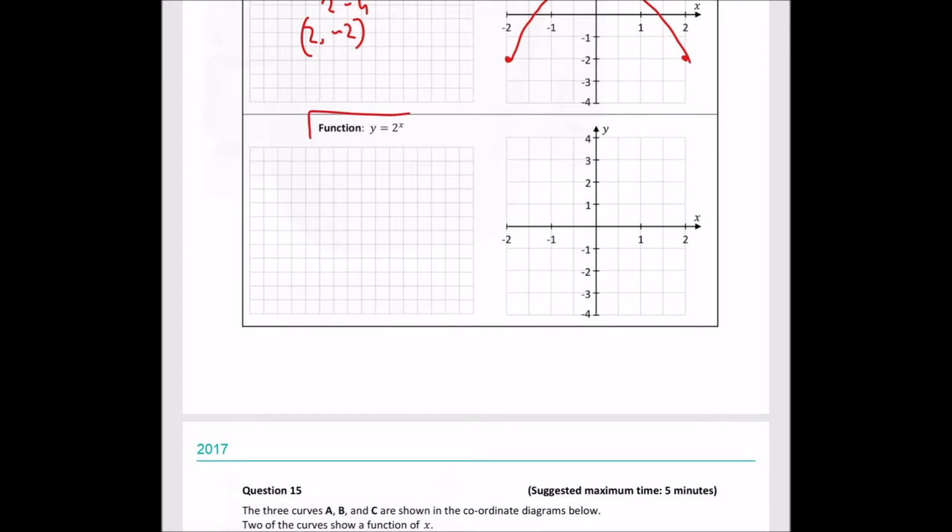This one is going to be exponential. So here we go. 2 to the x, and I'm going to put in minus 2 for x, and that will give me a quarter. So when I put in minus 2, I got a quarter. So minus 2, a quarter, which is about here. Next I'll put in minus 1, and I'll get a half. So when I put in minus 1, I got a half. So minus 1, a half.